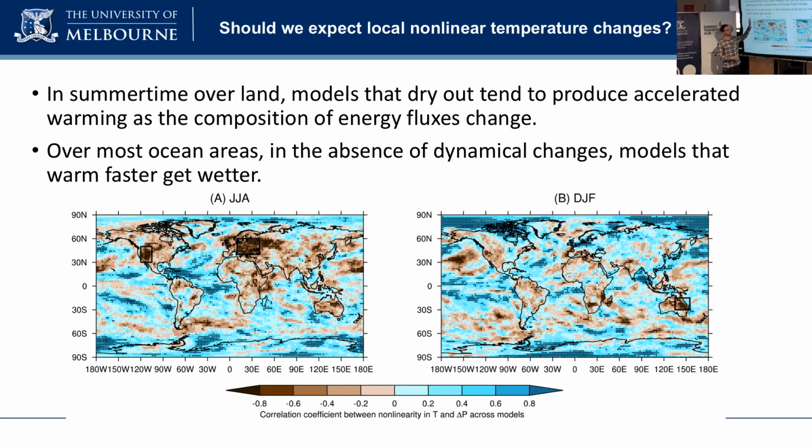Over most ocean regions, especially where there isn't really a strong dynamical shift, so where it's mostly just a thermodynamical change that's going on as the world warms up, what's happening is that models that warm faster tend to get wetter. And this is partly because over the oceans there's an abundant supply of moisture. Many of you have probably heard of the Clausius-Clapeyron relationship: the fact that when the temperature rises, the air can hold more moisture.